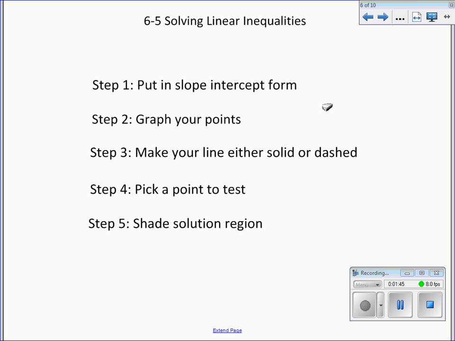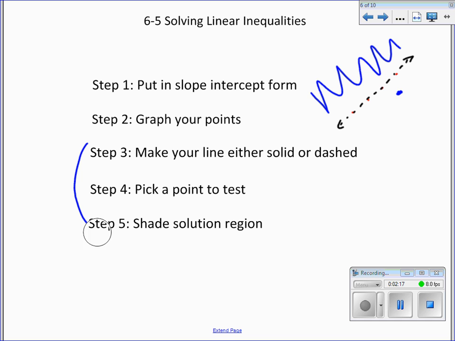Once you get the points, you're going to connect those points, and it's either going to be a solid or a dashed line, depending on what it is. If it's solid, you draw a solid line. If it's dashed, you draw a dashed line. Then you're going to pick a test point, and the test point might be something like that. You plug those coordinates in, and if that makes the inequality true, then you shade that side with the test point. If it makes it false, then you shade the other side. It'll look like this. These are really our three new steps of the day.